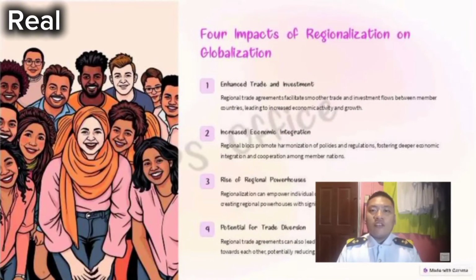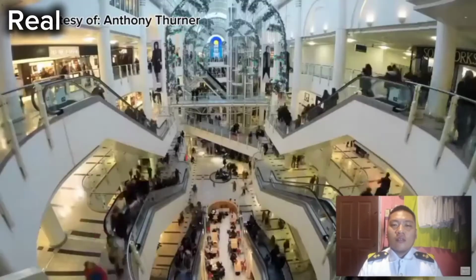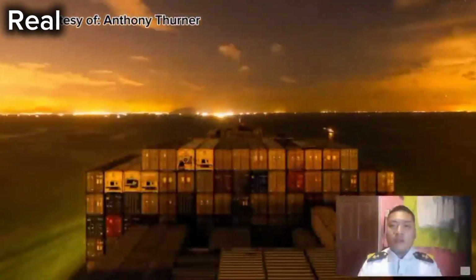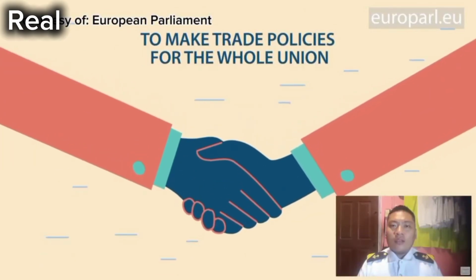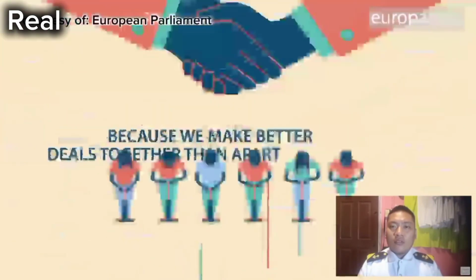Impacts of regionalization and globalization. Number 1. Complementary processes. Regionalization can complement globalization by creating stronger regional markets that can then engage more effectively in the global economy. For instance, the EU acts as a powerful regional bloc in global trade negotiations.